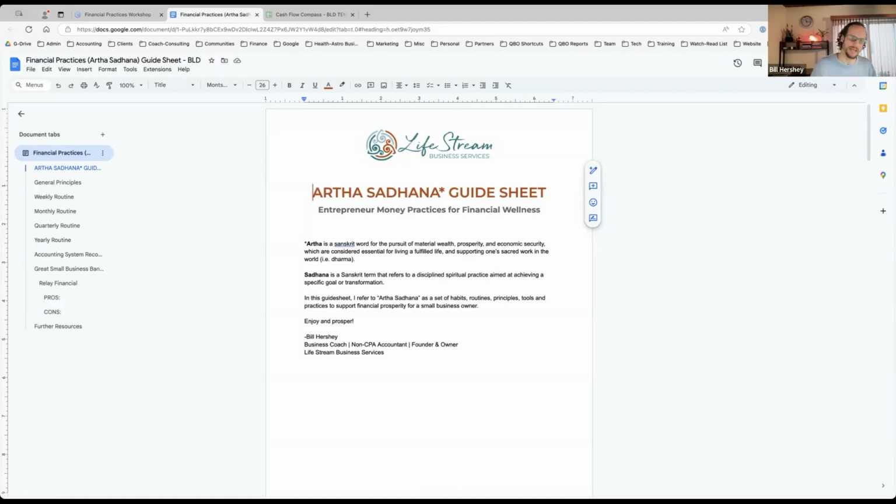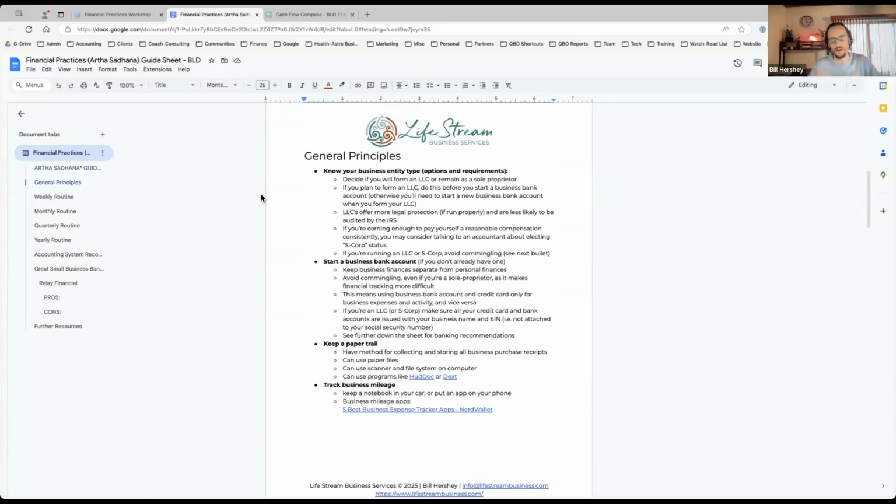Sadhana is a Sanskrit term that refers to a spiritual practice or discipline aimed at achieving a specific goal or transformation. So I refer to this Artha Sadhana guide sheet as such. This is a set of habits, routines, principles, and tools to support financial prosperity for a small business owner. Okay. So just framing it up, that's why this is important. That's why it's important that we engage in these boring, tedious, nitty-gritty things like managing our finances in our business.